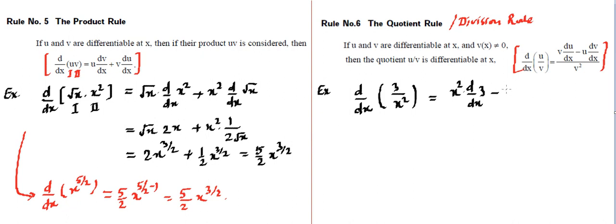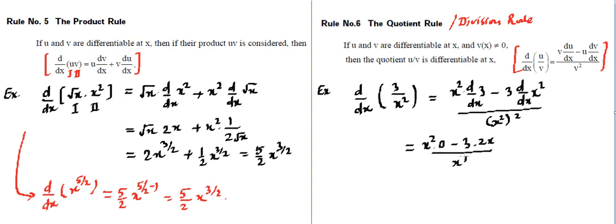Then we need to place a minus. We will write this numerator, and we need to differentiate the denominator, and then divide the entire thing by the square of the denominator. So the denominator is x square, and the square of this we are going to use. Then we go for the calculation: x square, and the differentiation of this constant is 0. Then 3, and the differentiation of x square is 2x, and ultimately you need to divide by x raised to power 4. So this will become minus 6x divided by x raised to power 4, because the first term was 0. So ultimately it becomes minus 6 x raised to power minus 3.